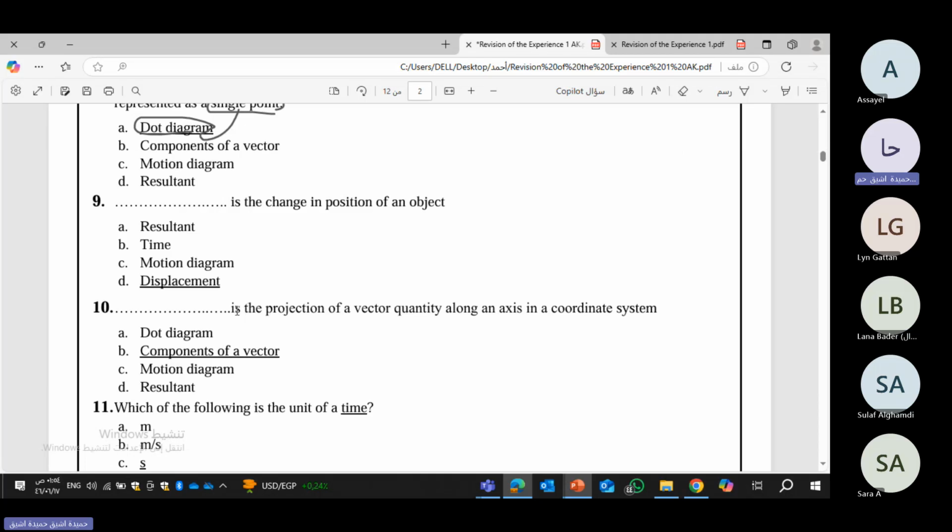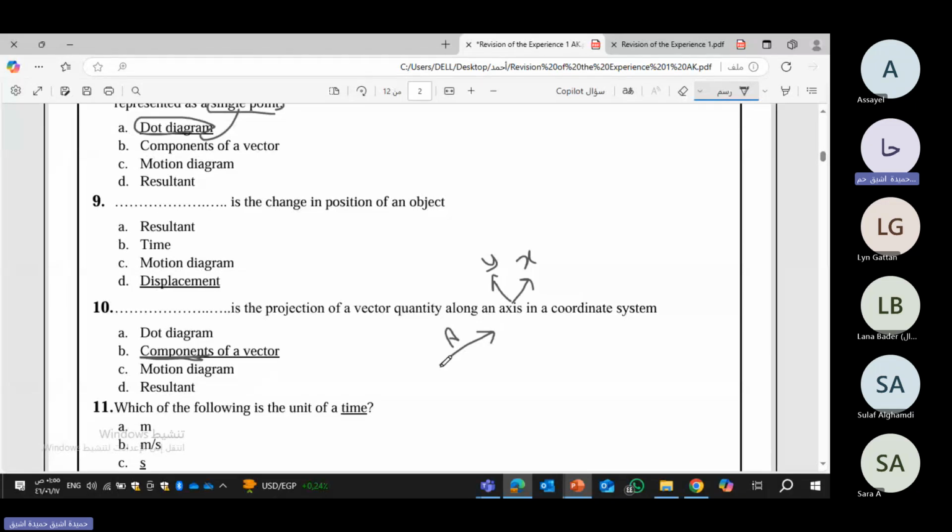The projections of a vector quantity along axis. What about along axis? It means it has x and y. Do you remember? What do we call x and y? We call them components. Excellent. What do I mean by this? For example, I have this vector called A, and I have its components, x and y. So we call x and y the components of vector A.